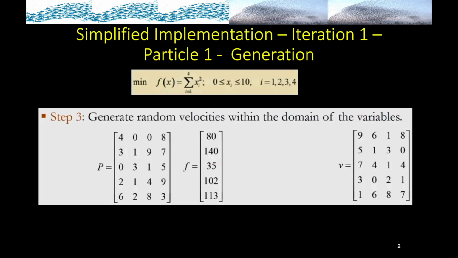Since this is the first iteration and we do not have any previous velocity, we'll start with generating random velocities that are within the domain of the variables. Again, this is represented by vector v, and it will have values between 0 and 10 for each variable. As you can see here, for example, for the first population member, the random velocity is 9618. For the second one, it's 5130, and so on. So in step 3, we'll generate random velocities.